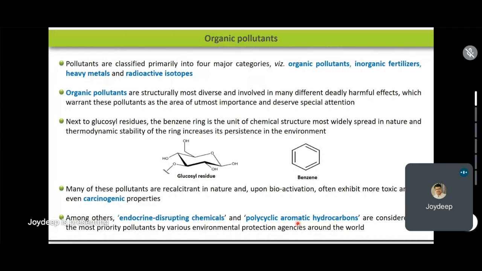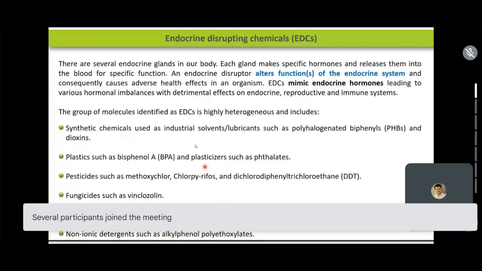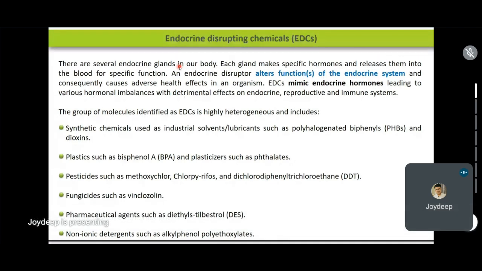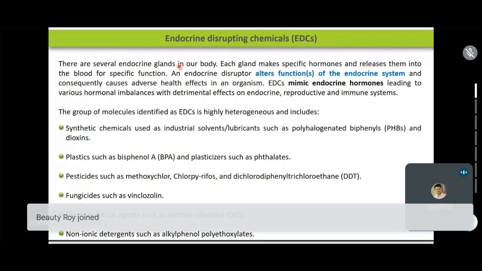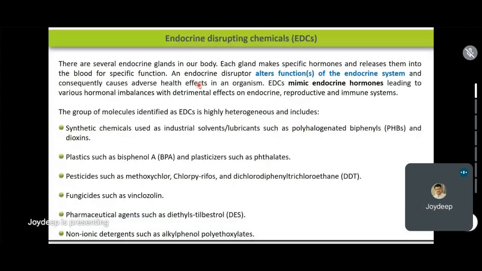For example, EPA or Environmental Protection Agency, USA, and several other countries. So what are these EDCs or endocrine disrupting chemicals? We know that in our body we have several endocrine glands which secrete the hormones and help in proper functioning of our body, of the system. There are certain chemicals which mimic those hormones and which mimic the endocrine system and can perturb or disturb the endocrine system. They can alter the function of the endocrine system and can cause adverse health effect in the organism.